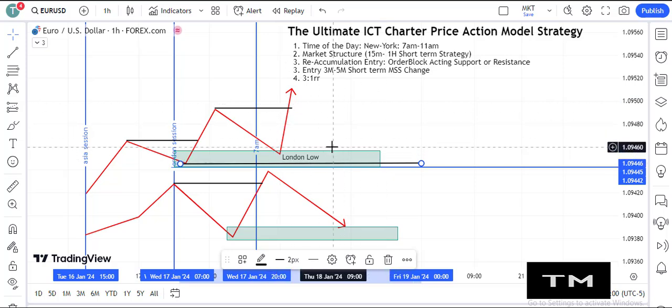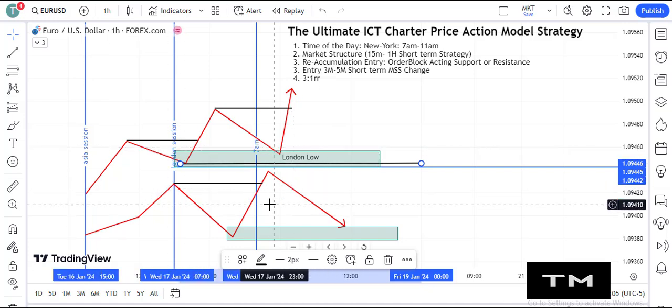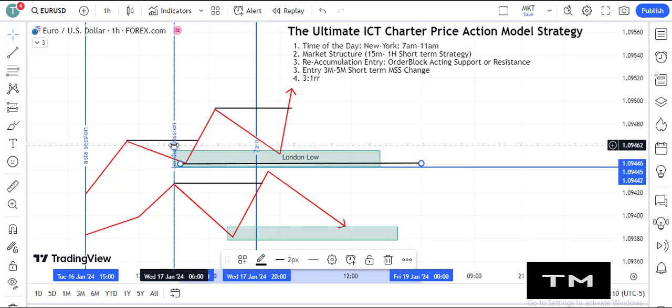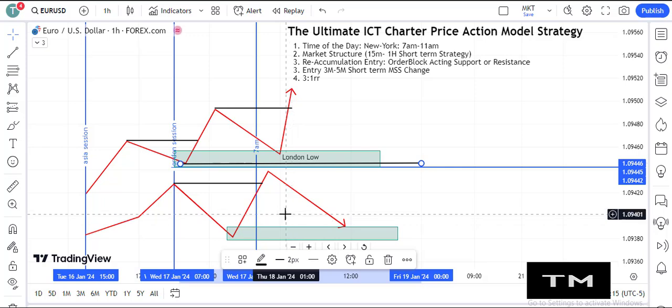This is the holy grail. Is it not the holy grail? Sometimes it is continuation, and it's very simple. You wake up in the morning, wait for the New York session to open, and wait for price to retrace into the London low when the price is bullish. You take your shot. That is it.